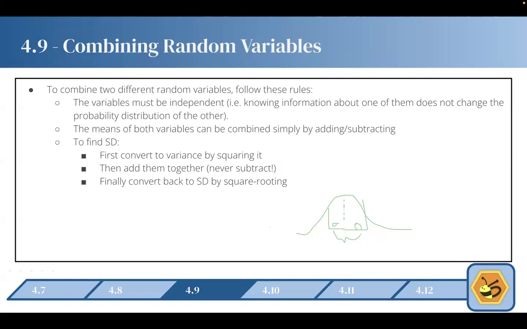Z-scores can be negative, but that's not specifically talking about the standard deviation. So at that point, we always add the variances together no matter what, and then we convert back to the standard deviation by taking the square root. So let's clear this and look at an example.